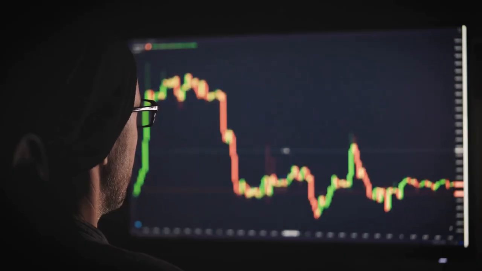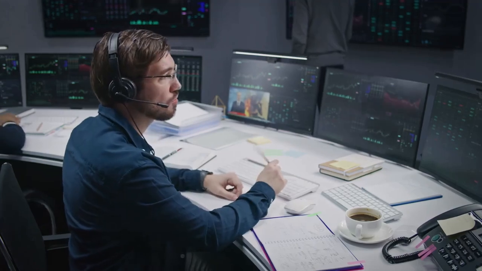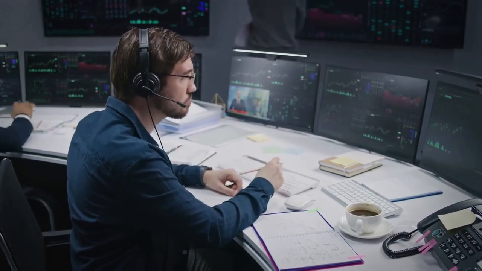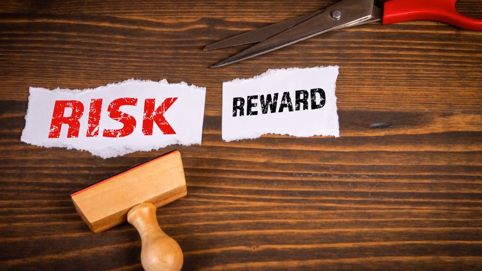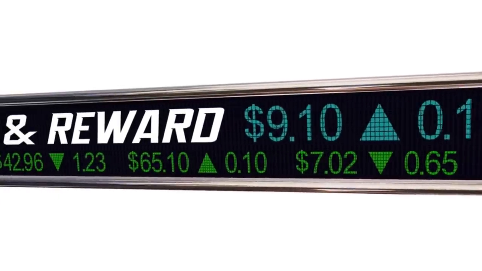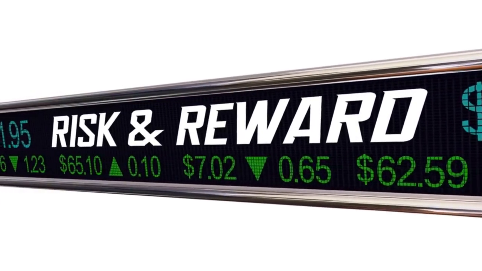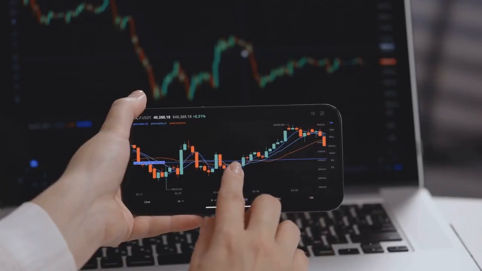The second big piece is risk to reward. Professional traders don't risk $10 to make $5. They prefer to risk $10 to make $20 or $30. This is called 1:2 risk reward. Risk 1, target 2. 1:3 risk reward. Risk 1, target 3. Even if you lose half of your trades, you can still be profitable with good RR.